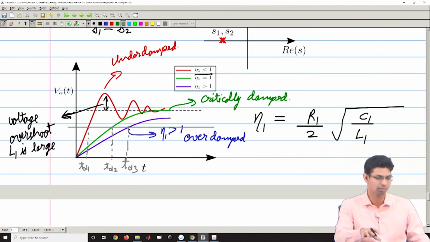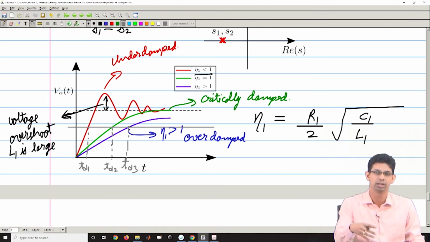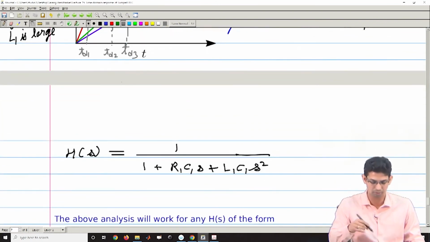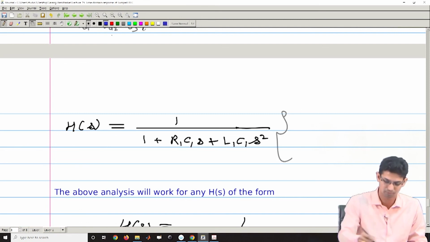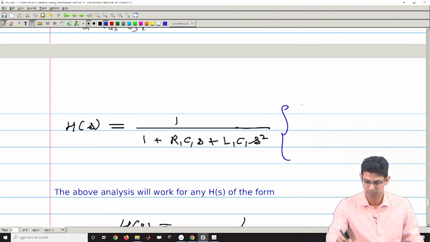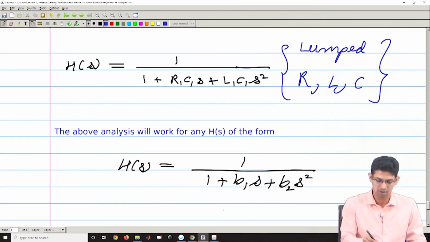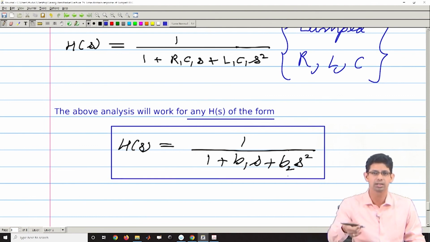So this type of analysis is also covered in control systems and also in some basic signals and systems courses, but we now repeated this in context of this RLC circuits with emphasis on the delay and overshoots that would be present, and this will form the basis of our analysis in the next few lectures. So what we can take away from this analysis is that even though we used an expression of this form for a lumped RLC circuit, the above analysis would be valid for any H(s) of this form.